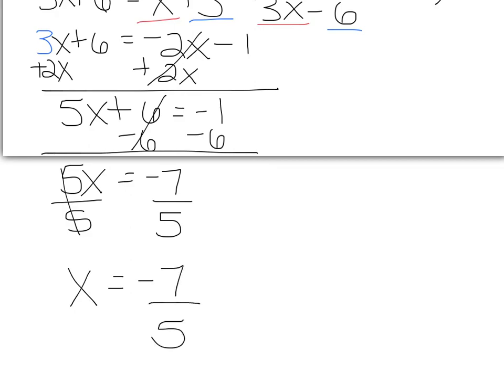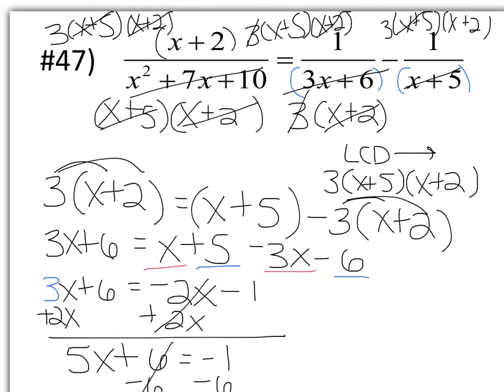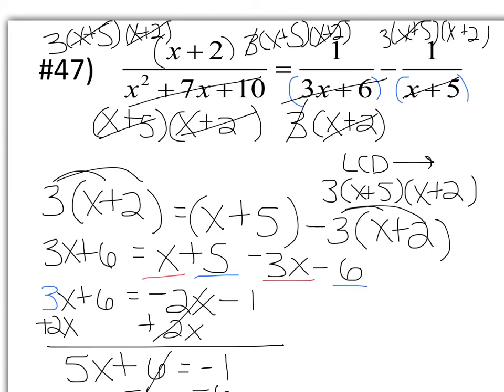So let's go up and see if that's going to work out. Negative 7/5. Negative 7/5 plus 5, not 0. Negative 7/5 plus 2, not 0. Same here, same here. We are good.